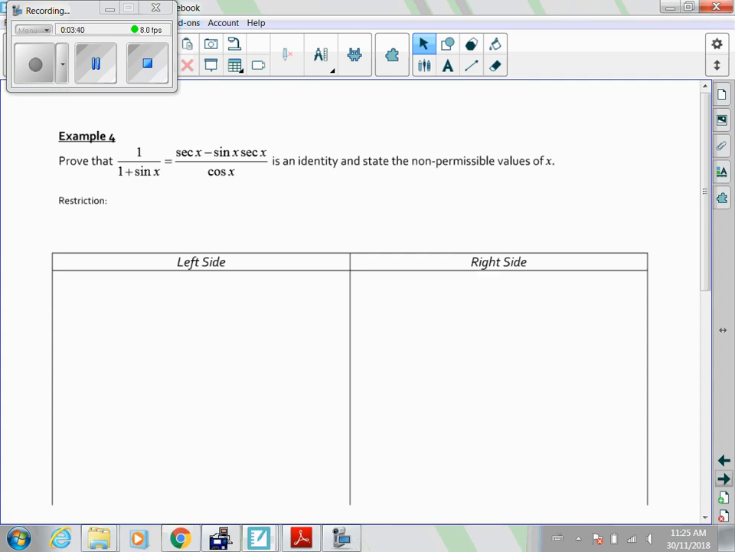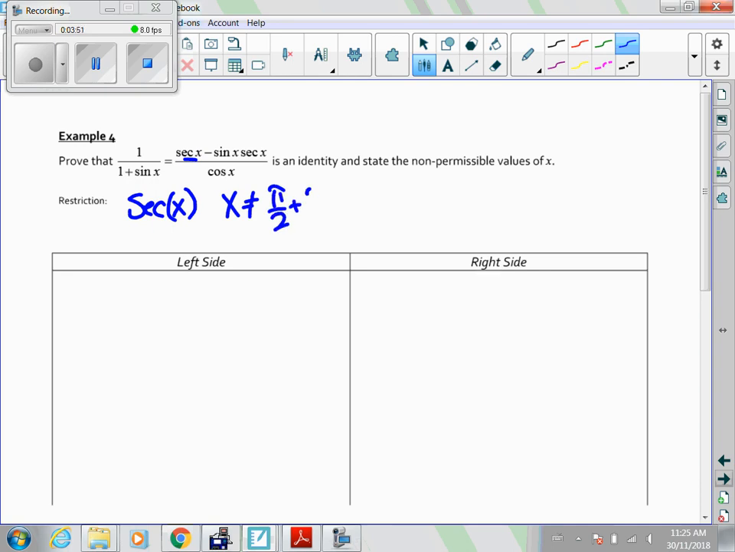is I'm going to first do my NPVs because they asked me to. I see that there's a secant. Secant automatically has the non-permissible values that x cannot equal pi halves plus pi n. Again, that's just because secant. We also have some situational stuff that we've got to work with in this one. We see that cos x can't equal 0 and sine x can't equal negative 1.